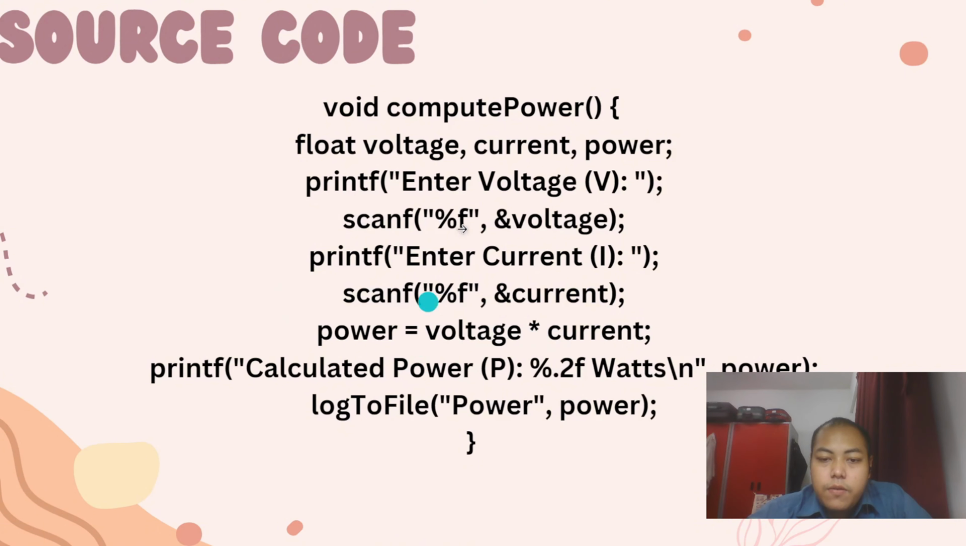So here is the code for the functions to compute the power. The log to file for the power, which is the program output for the user, will be saved to the file.